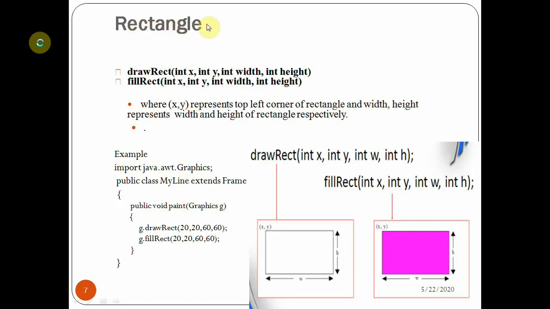Then we can draw a rectangle. In the case of a rectangle, we have to specify the starting point as x comma y, and we have to specify the height and width. Then the fillRect() function is used to fill the given rectangle. But the color can be set by the setColor() method. So the fillRect() method is just to fill, and we have to specify the color in the setColor() method. So that is the rectangle.